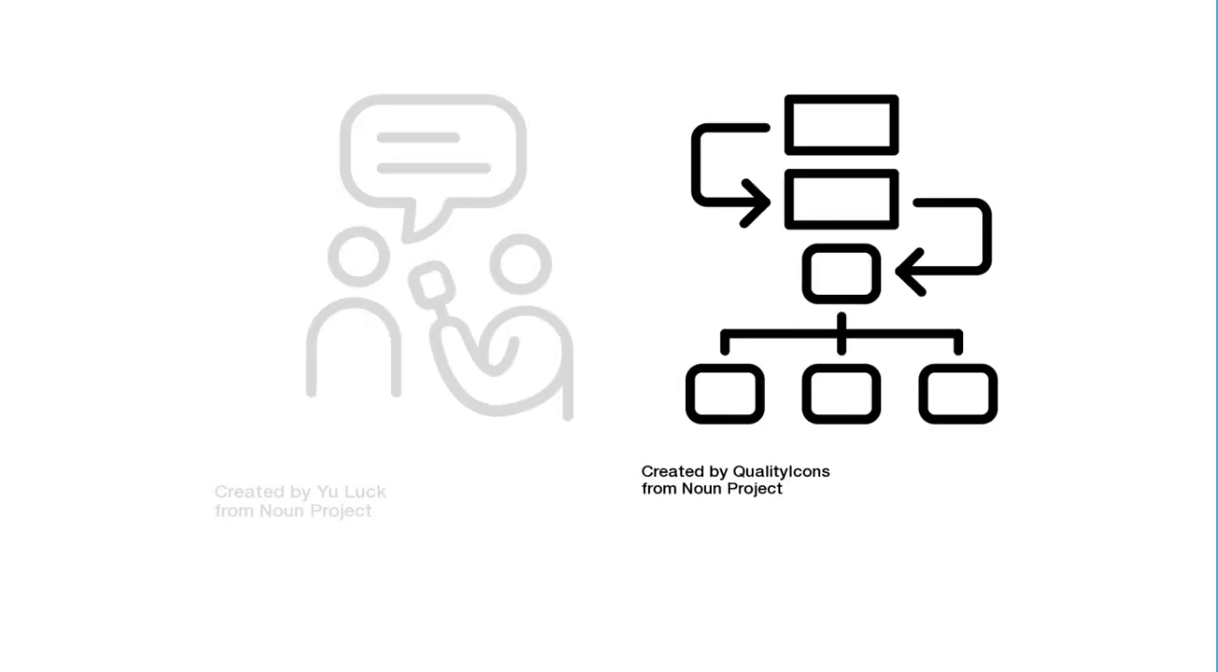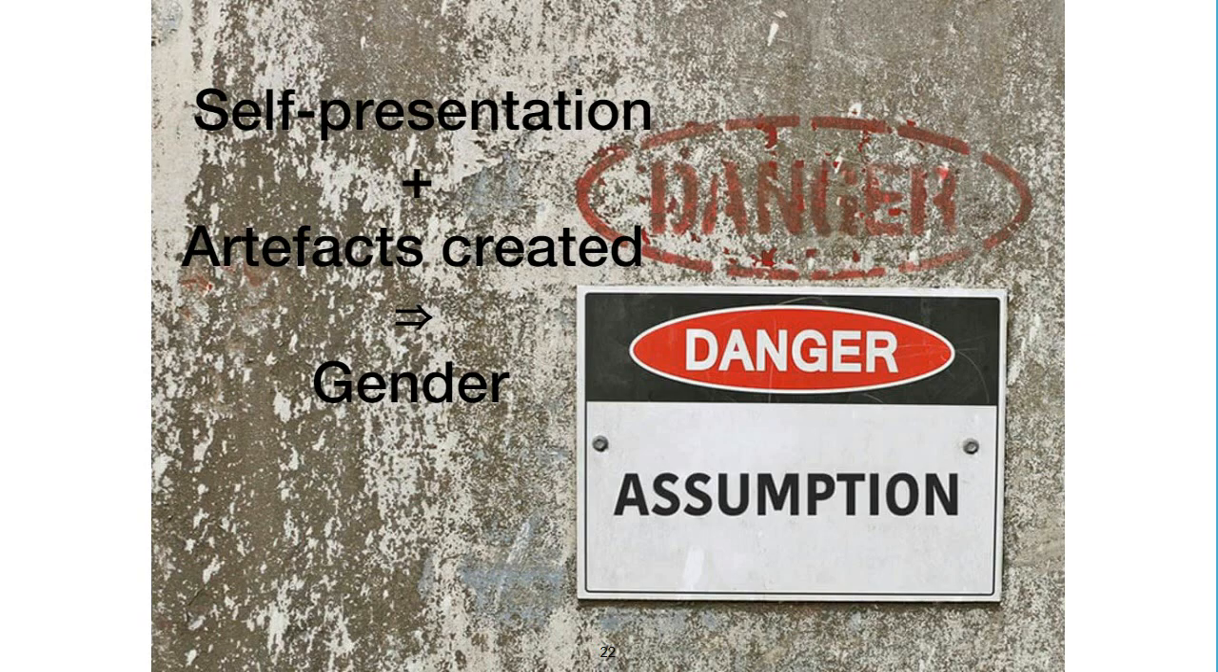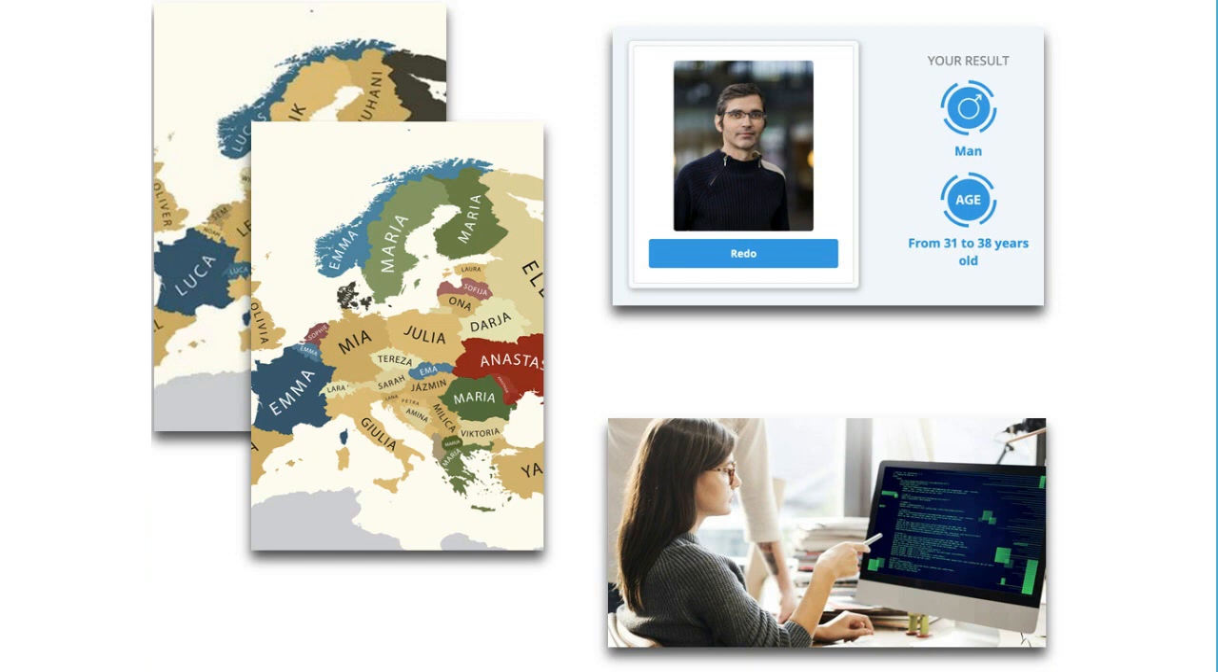So this is why all kinds of automated tools trying to guess genders come into picture. And again, a word of caution, whatever tool you are going to use, you are going to assume that self-presentation and artifacts created can be used to infer gender. It's an assumption. If you do not believe in it, then you cannot use any of those automated tools, and essentially the only thing you could do is go and ask people, as we have been discussing so far. So, roughly speaking, those automated tools fall into three categories: name to gender, face to gender, and artifact to gender.